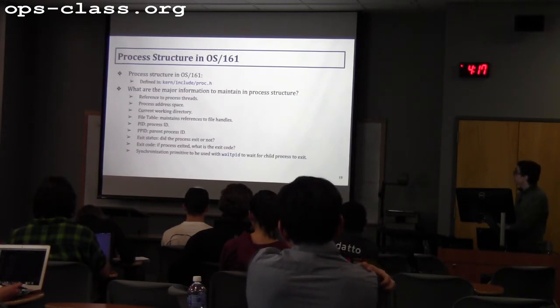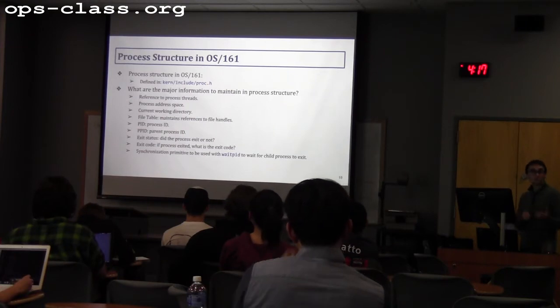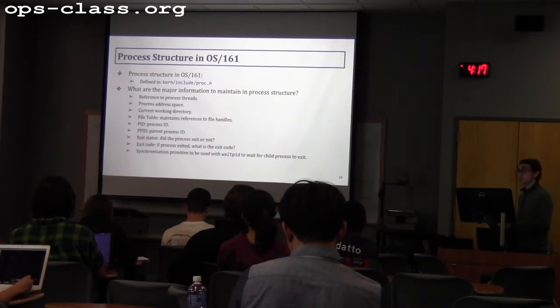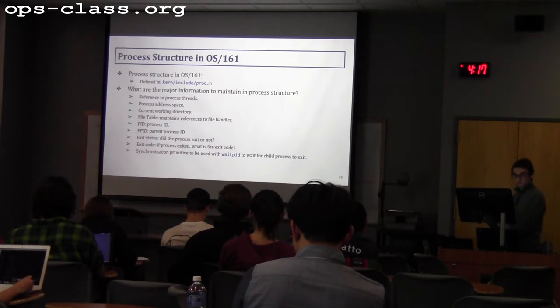We also have 2 other variables that we need to maintain, which are exit status and exit code. Through the exit status variable, we can, for example, ask if that process has exited or not. You also need to keep the exit code. If the process exited, then the exit syscall should return an exit code, which should be saved in a variable in your process structure.